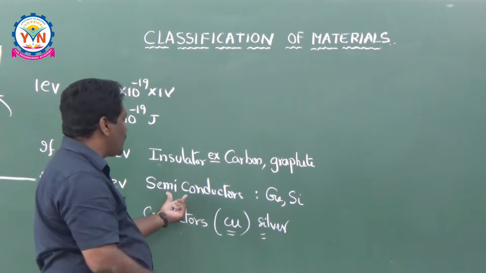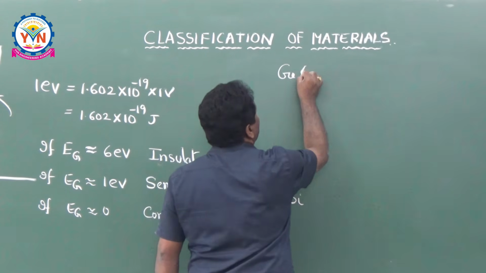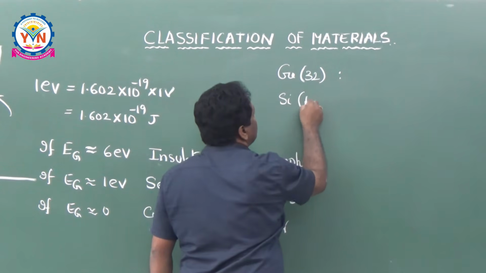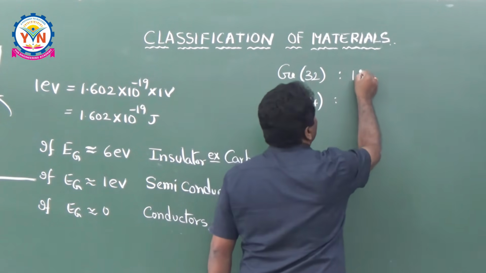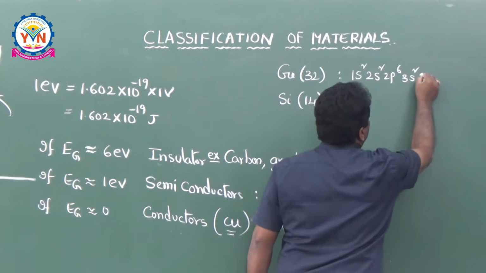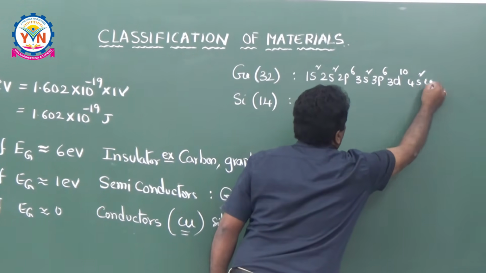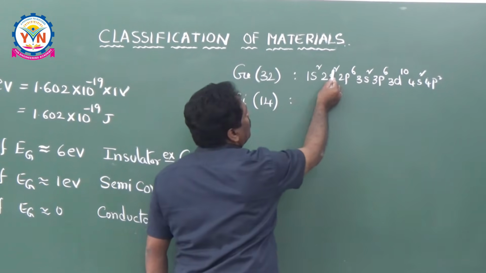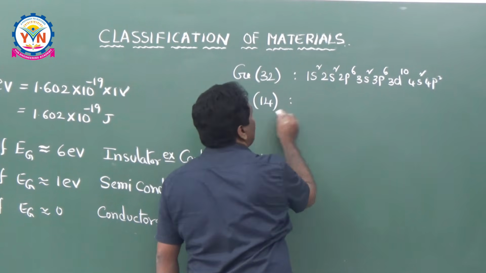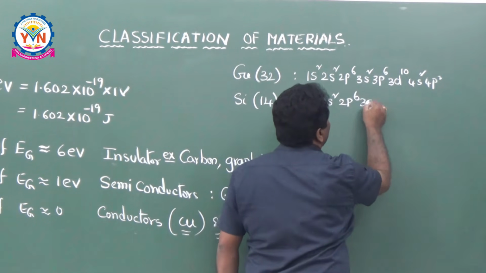So, writing the electronic configuration of the semiconductors: what is the atomic number of germanium? Germanium is 32 and silicon 14. So write down the electronic configuration. This is 1s2, 2s2, 2p6, 3s2, 3p6, 3d10 and 4s2, 4p2. If you calculate, 4 plus 10 is 14, 18, 28, 30, 32. Like that, silicon is 1s2, 2s2, 2p6, 3s2, 3p2.